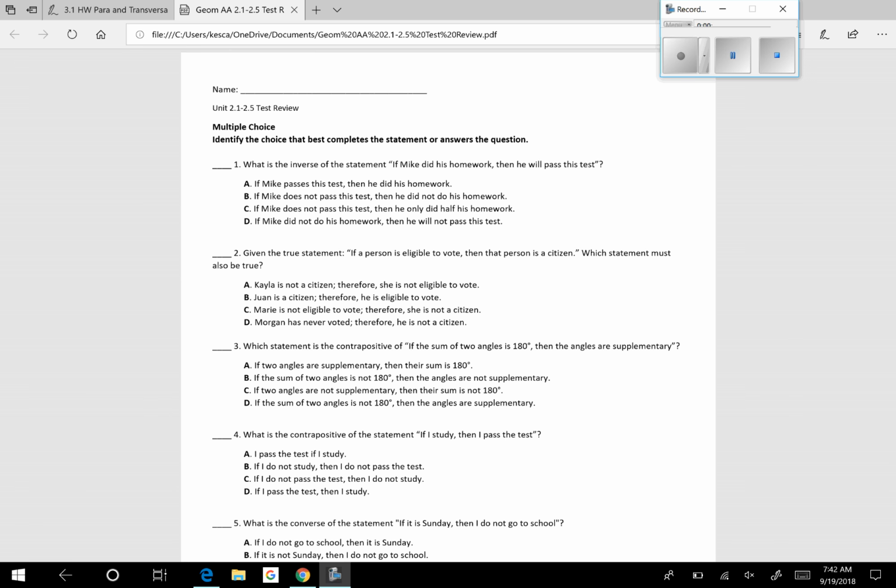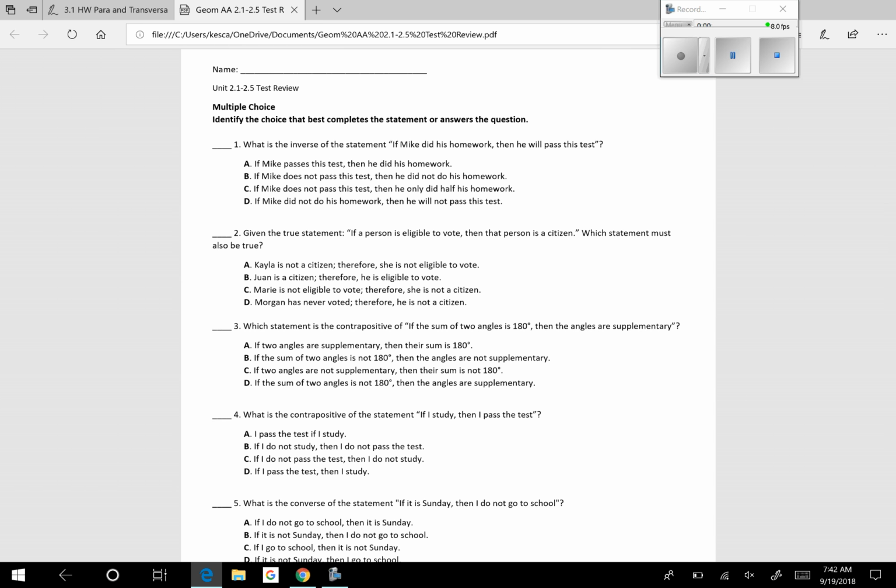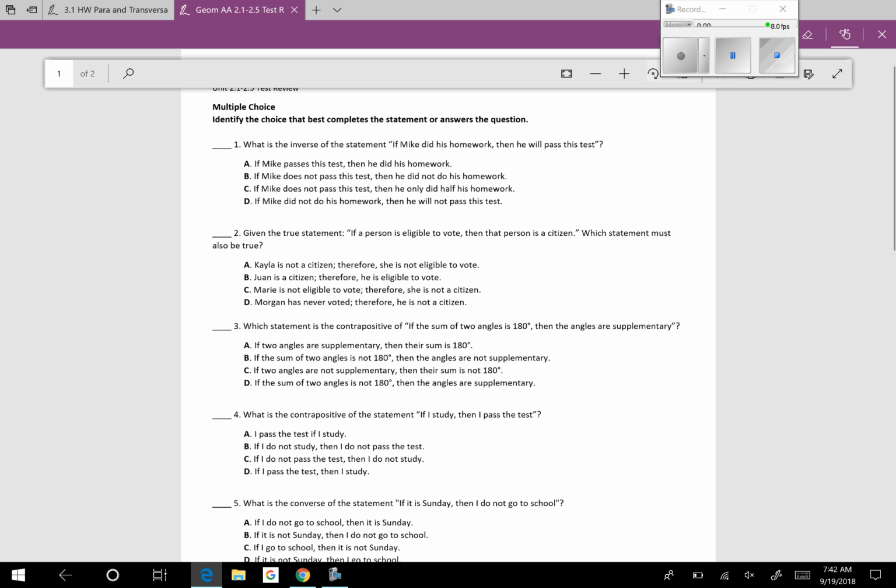All right, so welcome. We're going to go over the evens on our review for our test. The first one we're going to do is number 2. It says, given the true statement, if a person is eligible to vote, then that person is a citizen. Which statement must also be true?